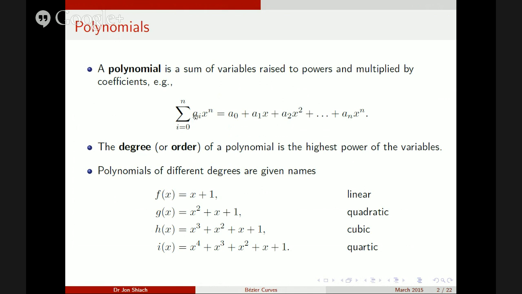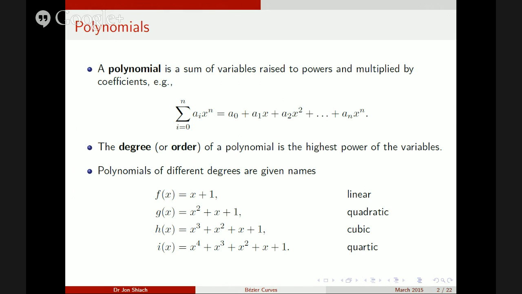So A are your coefficients, X is a variable, N is the power, and if we sum them, okay, we have a polynomial function. A0 is just a constant, A1 is a constant times X, which is our variable, plus A2 times X squared, plus A3 times X cubed, etc., etc. So you're quite familiar with polynomials.